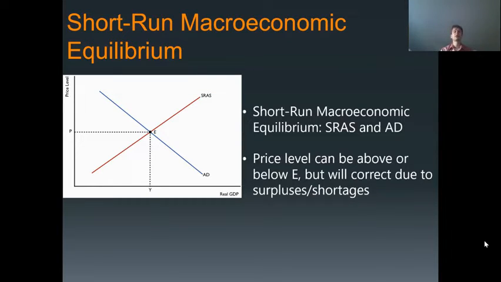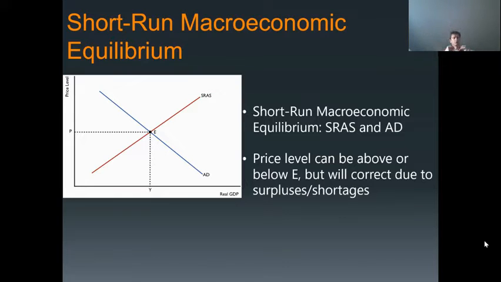To start out with, the idea of short run macroeconomic equilibrium is about what you'd expect. It's the intersection of aggregate demand and short run aggregate supply. That's it. Same exact idea as your normal supply and demand model. And just like your supply and demand model, your price level can be either above or below your equilibrium.